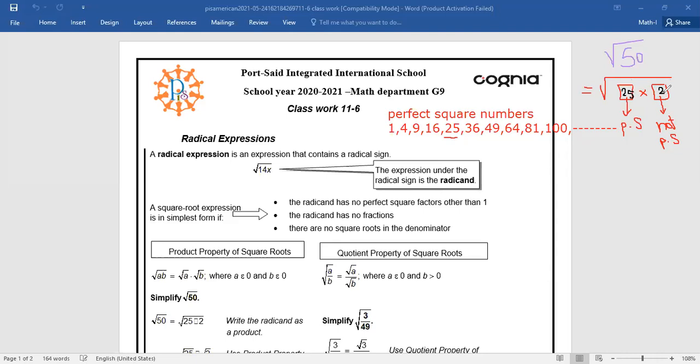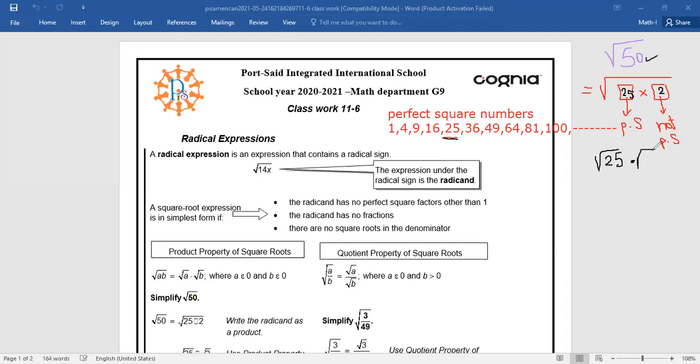25 times 2. It will be how many? 50, right? Then we found a number from the perfect square chart. If we multiply it by 2, the answer will be equal to 50. Now, what is the square root of 25? Square root of 25 is 5. Yes, so as I said, we can divide it into 2 parts.